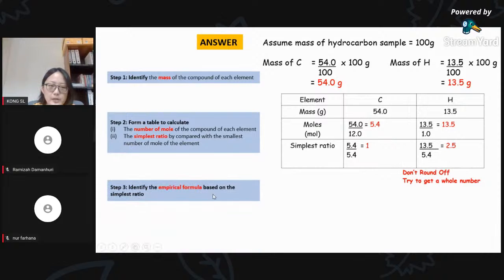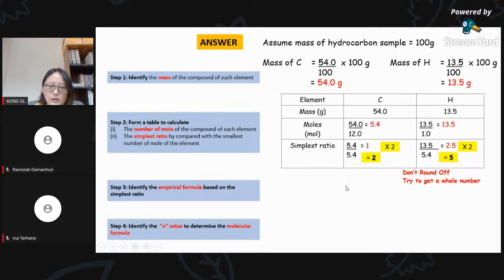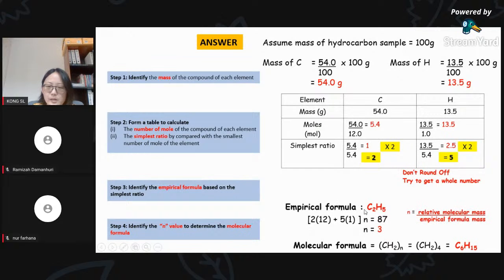So identify the empirical formula based on the simplest ratio, meaning that over here you can times 2 and then you will get 5 for hydrogen. The simplest ratio, times 2 for the carbon as well. Okay, then this is the simplest ratio for this compound. So the empirical formula is C2H5.